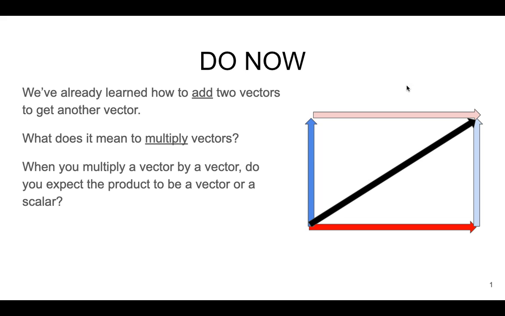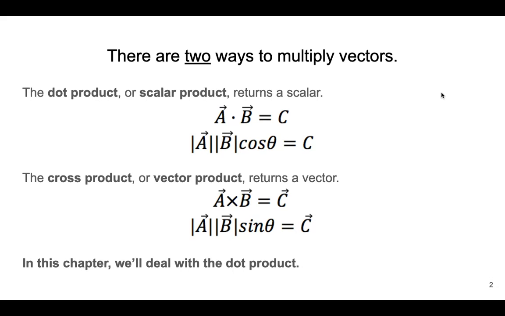So the question now for chapter 9 is, what does it mean to multiply vectors? If you multiply a vector by a vector, what do you expect the product is going to be? Are you going to get another vector, or are you going to get a scalar, or are you going to get something else entirely? And the correct answer is, there's actually two correct answers. One way to multiply vectors is called the dot product, also called the scalar product, where you take a vector, dot it to another vector, and you end up with a scalar.